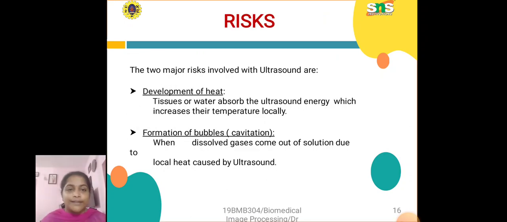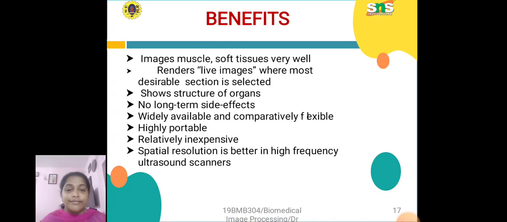We have two major risks involved in ultrasound: development of heat and formation of bubbles, which is like cavitation. And we have some benefits in ultrasound imaging. Muscles and soft tissues are very well explained, it renders live images where the most desirable section is selected, and it shows the structure of organs with no long-term side effects. It is widely available, comparatively flexible, highly portable, relatively inexpensive, and spatial resolution is better in high-frequency ultrasound scanners.